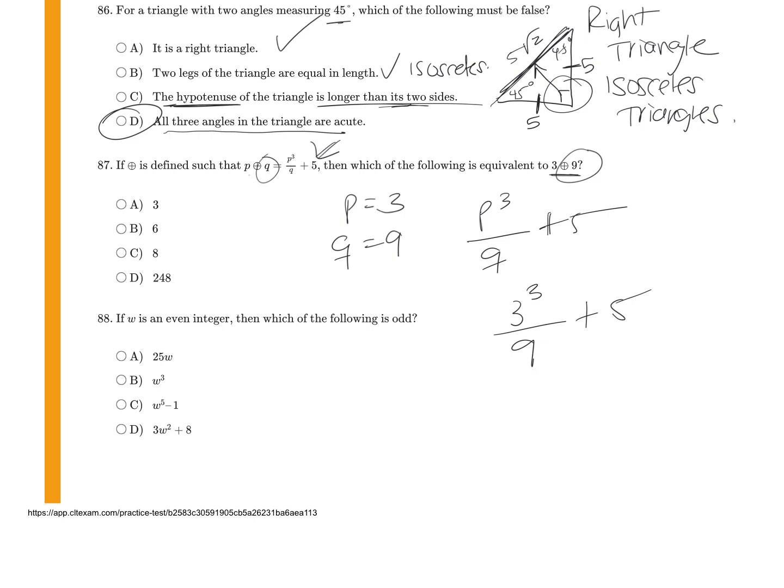3 to the power of 3: 3 times 3 is 9, times another 3 is 27. 27 divided by 9 plus 5. 27 divided by 9 is 3, plus 5 is 8.